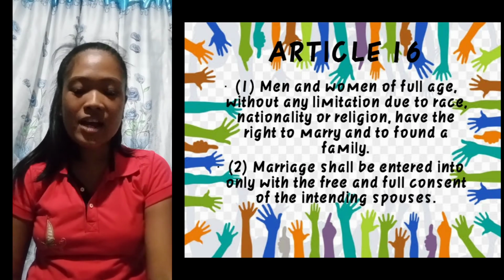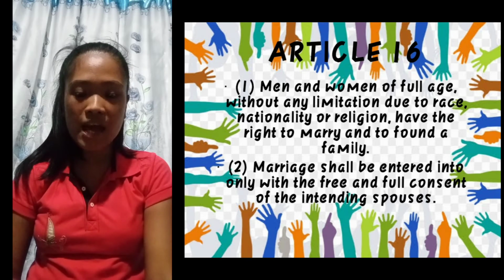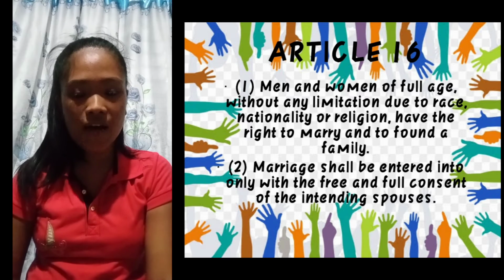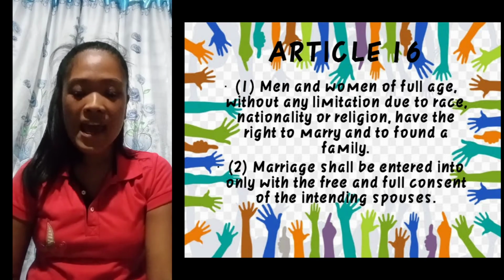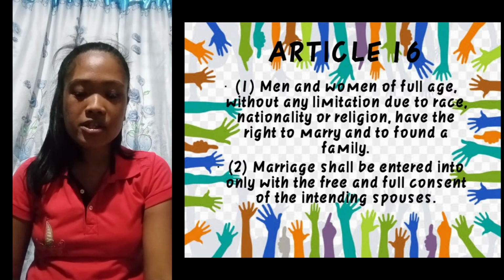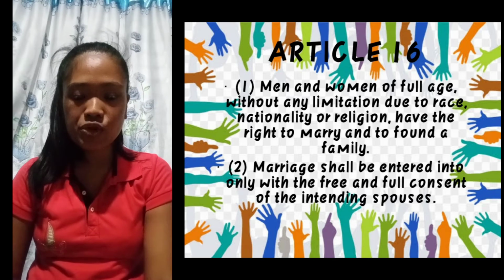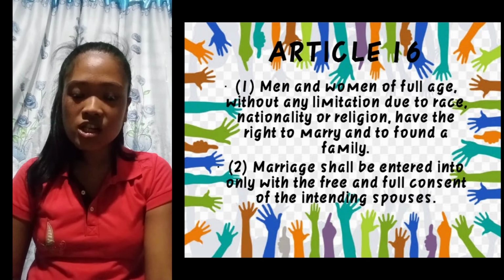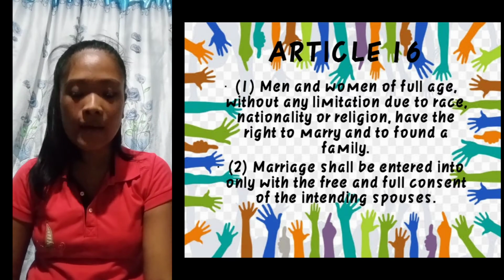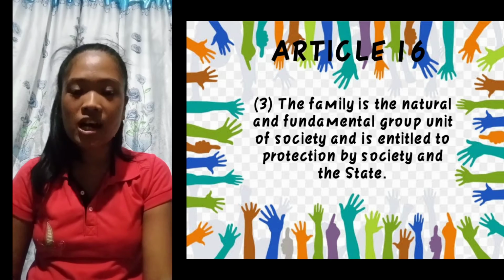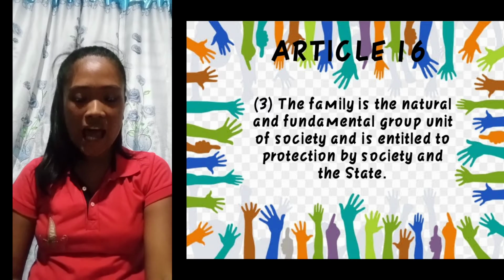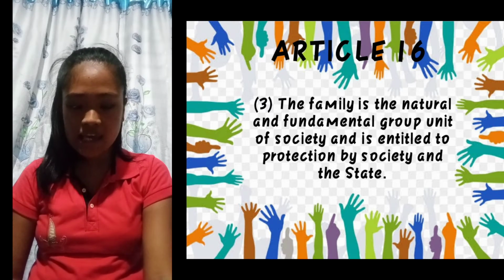Next is article number 16. In this article, men and women of full age without any limitation due to race, nationality, or religion have the right to marry or to found a family. They are entitled to equal rights as to marriage, during marriage, and at its dissolution. Marriage shall be entered into only with the free and full consent of the intending spouses. The family is the natural and fundamental group unit of society and is entitled to protection by society and the state.